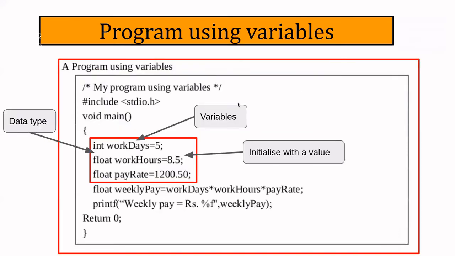This program is using variables. Here also you can see this slash and star mark is a comment. Hash include stdio.h. Void means nothing will return after ending the program. Main function is the start of the program, then data type int.